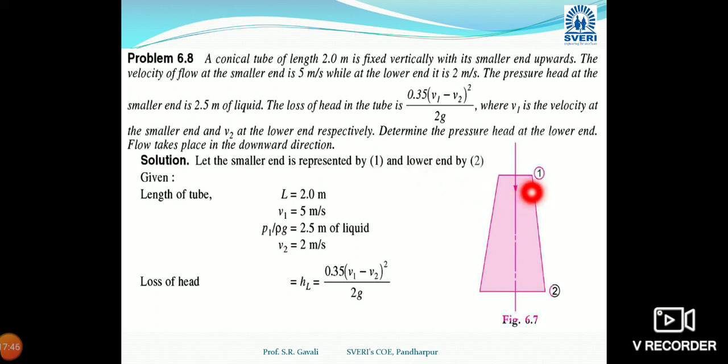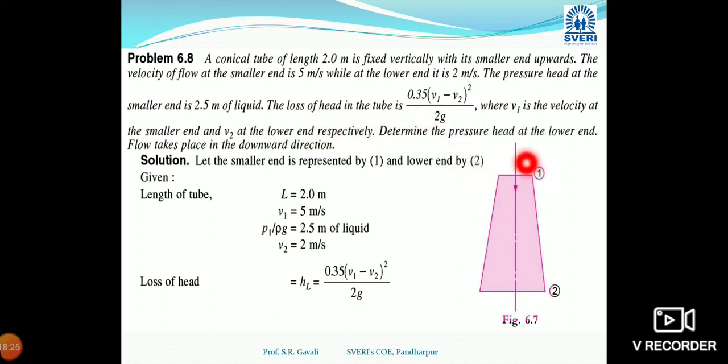A conical tube of length 2 meters is fixed vertically with its smaller end upwards. The velocity of flow at the smaller end is 5 meters per second, so V1 is 5 meter per second, while at the lower end the velocity is 2 meter per second. So V2 is at the bigger end. Let us consider the smaller end with suffix 1 and the bigger end with suffix 2. The pressure head at the smaller end is 2.5 meter of liquid.